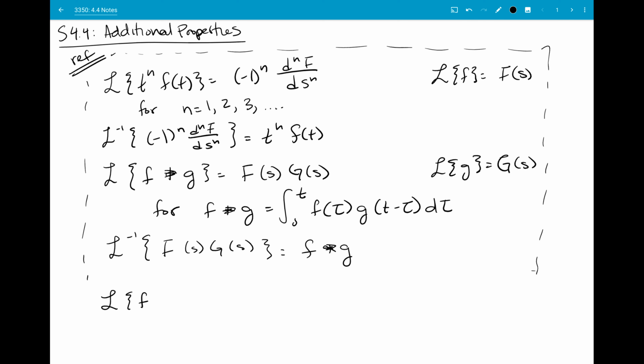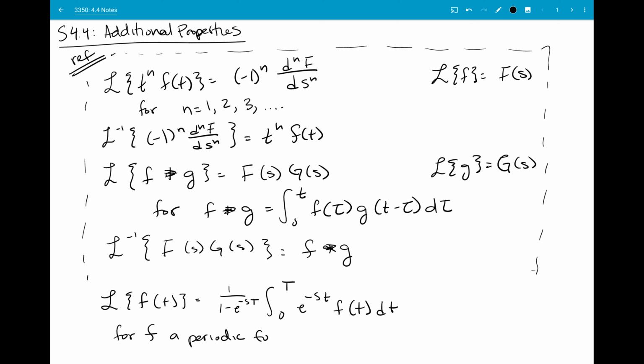And so it's going to be that L of f of t can be written as 1 over 1 minus e to the minus s capital T, the integral from 0 to T of e to the minus s little t f of t dt, for f a periodic function with period T.